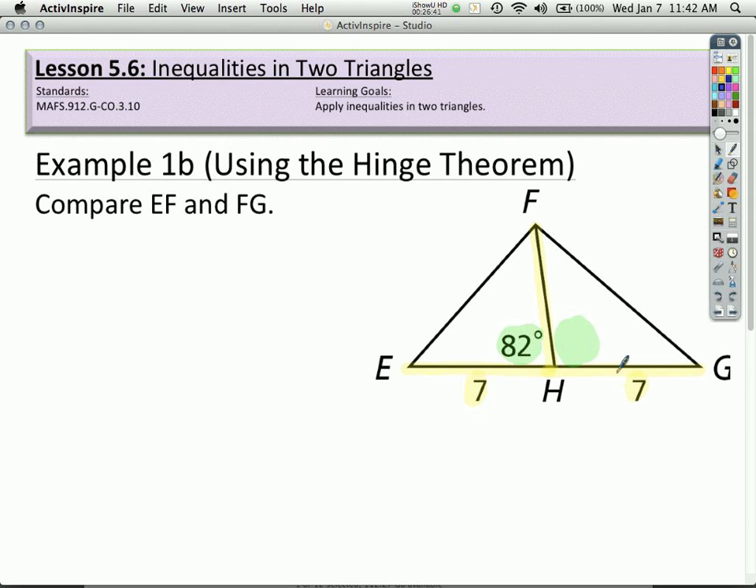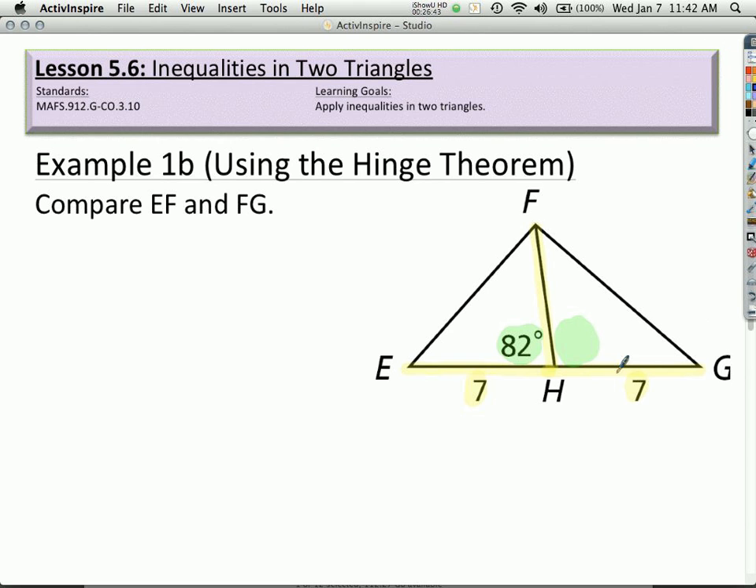The linear pair postulate says that they're supplementary, so we can subtract 82 from 180, and what do we get as the second angle? You can do mental math or use your calculator. Come on. It's going to be 98 degrees. 98 degrees. Very good. So now we have all the evidence we need to use the hinge theorem.